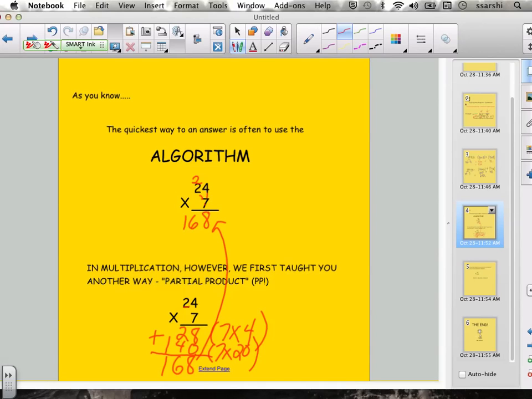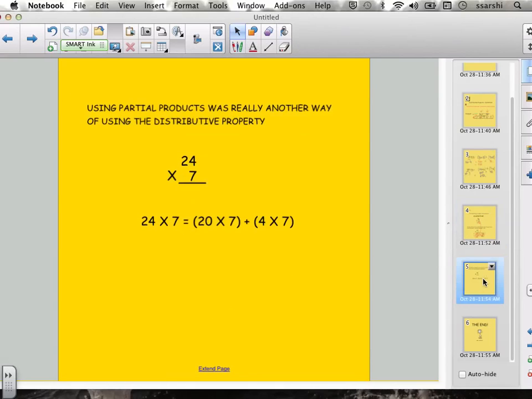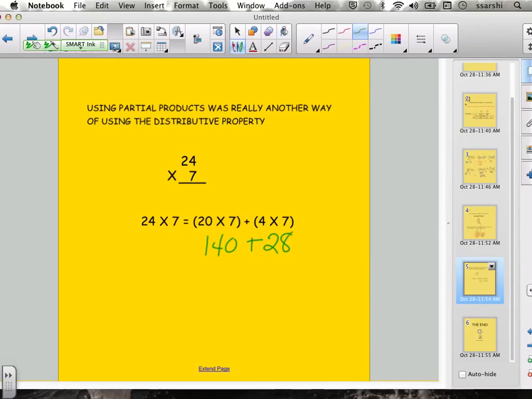When we used partial product, that was another way of using, this really is the distributive property. That's what we just showed you by breaking, in this case, the 24 into a 20 and a 4. So the distributive property may seem somewhat familiar to you. Again, this is another way, I've written it out more nicely, showing you that that is the same way we were doing distributive property. 140 and 28 is 168.